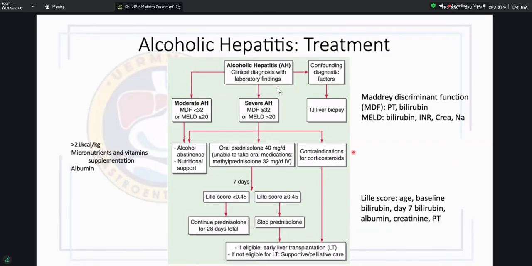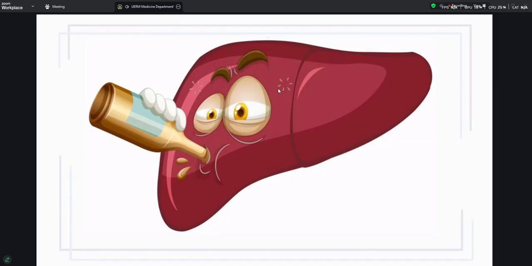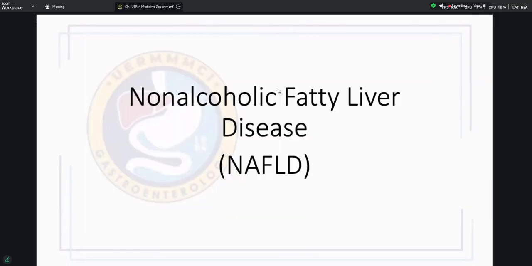However, not everyone can receive glucocorticoids. So contraindications would include uncontrolled infections or sepsis, acute kidney injury, hepatorenal syndrome, uncontrolled upper GI bleeding, and active tuberculosis and multi-organ failure or shock. So that's the end of our discussion on alcohol-related liver disease. So let's now go to the next topic, which is non-alcoholic fatty liver disease.